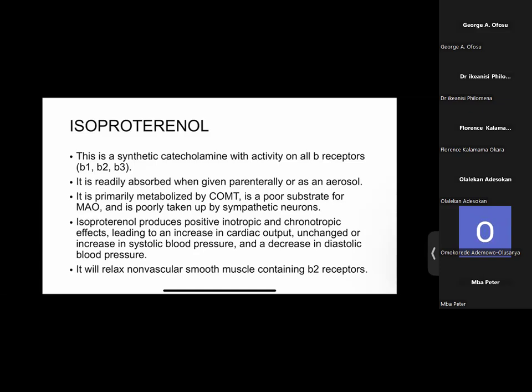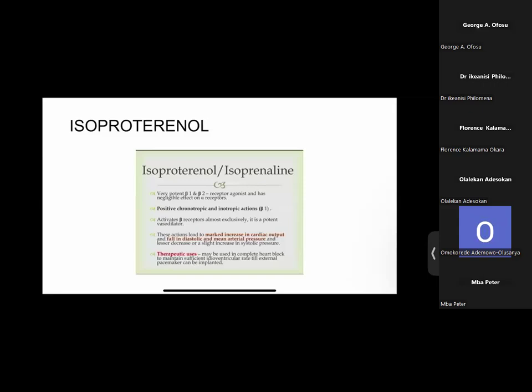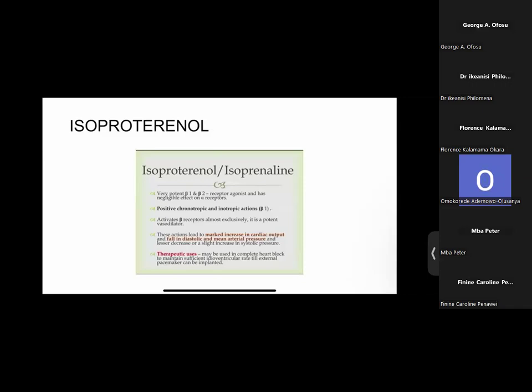It produces both positive inotropic and chronotropic effects, leading to an increase in cardiac output with unchanged or increased systolic blood pressure. It will relax non-vascular smooth muscles that contain beta 2 receptors. So we talked about beta 1 and beta 2. Beta 1 is mainly on the heart, beta 2 on the lung, and beta 3 on the adipose tissues. Then let's go to dobutamine.